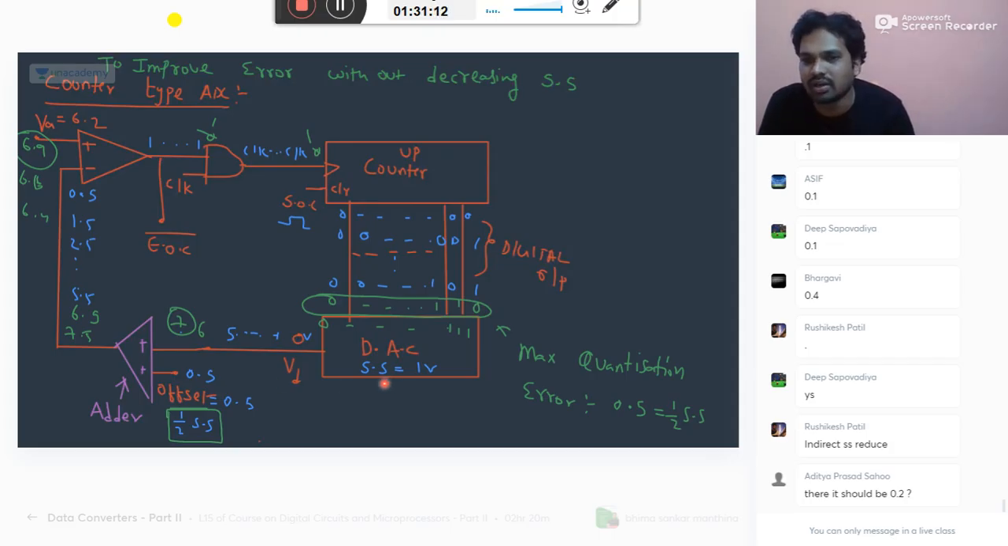What is that point to, man? I didn't get what you are asking, Aditya. Forget about this input. For any general input, in this case, error may be 0.2, that doesn't matter. Maximum means what? Worst case for any input.